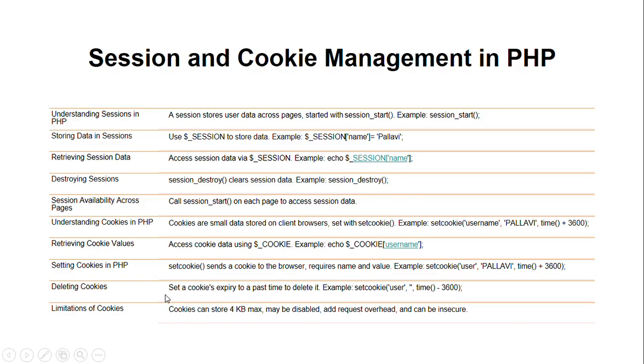Limitations of the cookie: it can store only up to 4 KB data, may be disabled, request overhead, and can be insecure. So that's a drawback of cookies. Session and cookies, both of them are used to store the data throughout the web page. So either you can use session to store data or you can use cookies to store data on a web page.